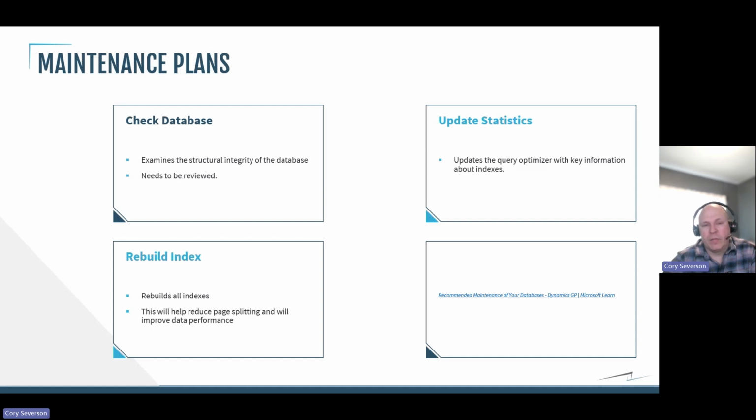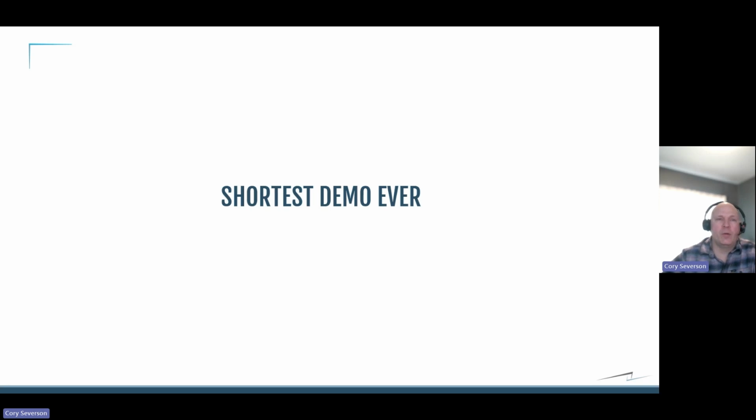The rebuild index, well, every table in GP has indexes on it, and those indexes help GP get to the data efficiently. It's good to rebuild those because if they get fragmented, they're just not working as efficiently as possible. So rebuilding the index will ensure that it is. And then you want to update the statistics. Those work with the query optimizer, and that key information is stored as statistics and helps GP get to those items quickly.